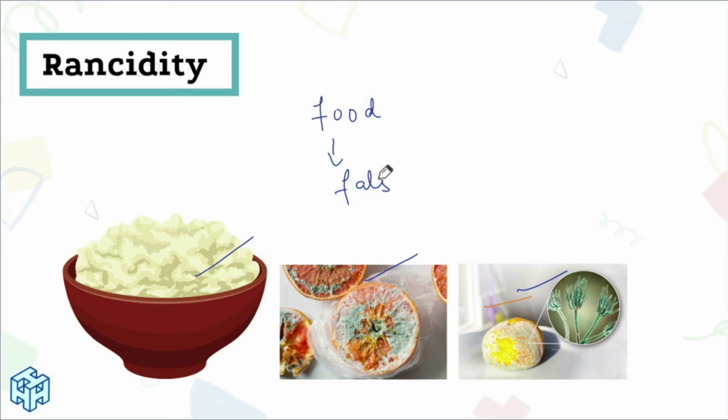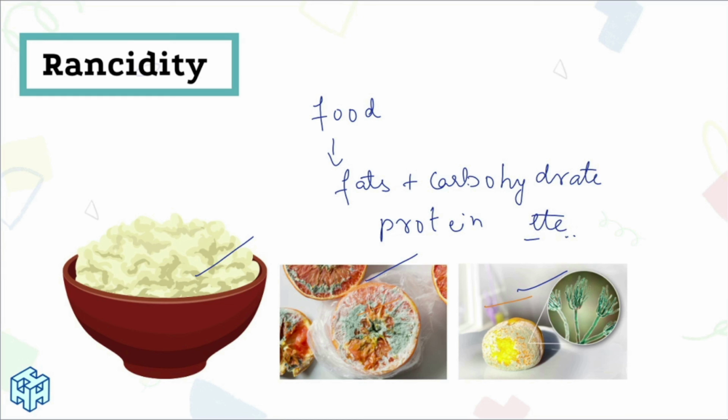Usually, sir, what does our food contain? Fats plus carbohydrates, protein, etc. Many things our food consists of, right? When the food spoils, you get a foul smell in spoiled food. Yes or no?